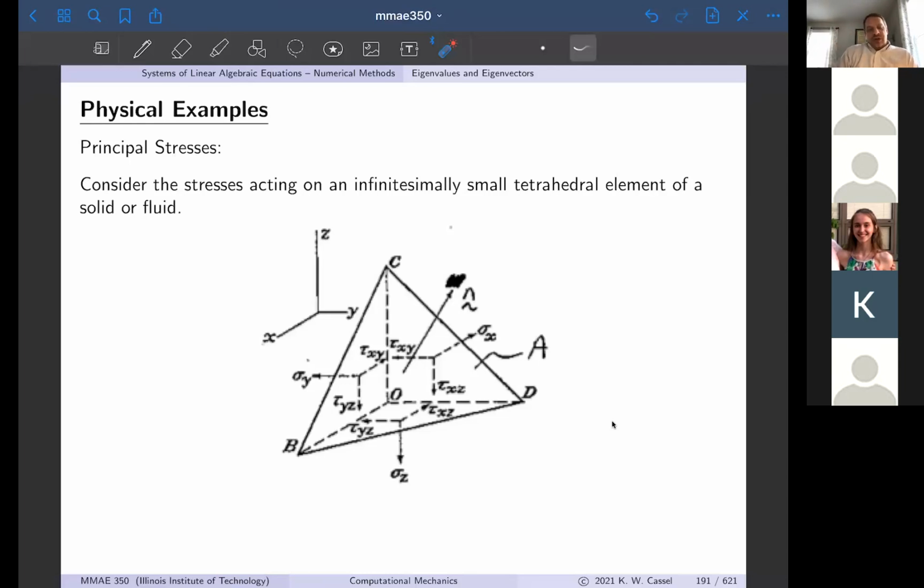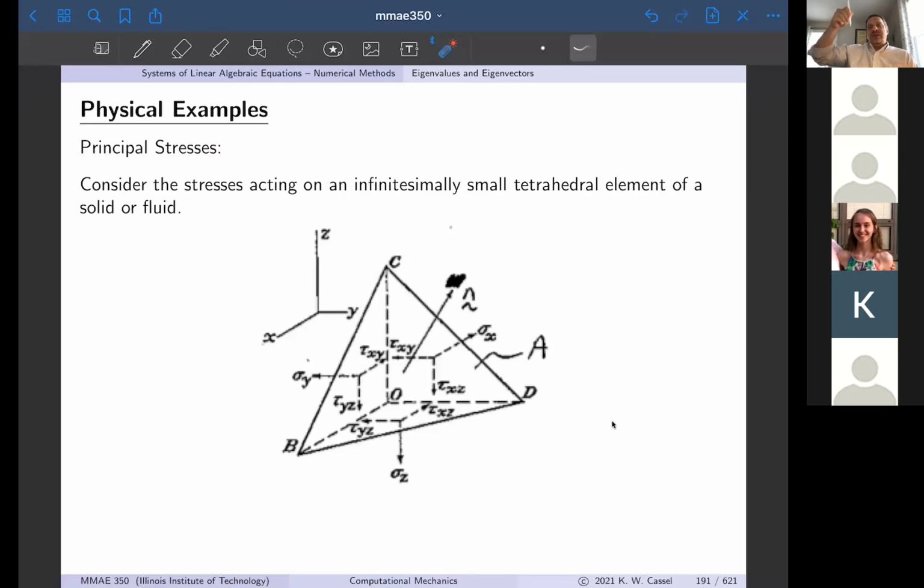Okay, so let's talk about the first physical example, principal stresses that I introduced before. So again, this comes from MMAE 202, or 313 in a fluid mechanics context. So the idea is as follows: if you take an object, we'll talk about a solid object, but it could be a fluid. You take an object and you put external forces on it. That's going to induce a stress distribution throughout the interior of that object.